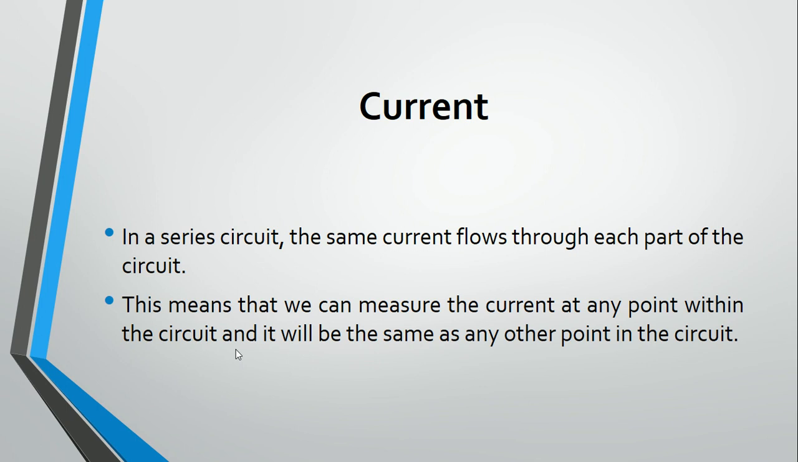The same current flows through each part of a circuit. This means that we can measure the current at any point within the circuit, and it will be the same as any other point in the circuit.